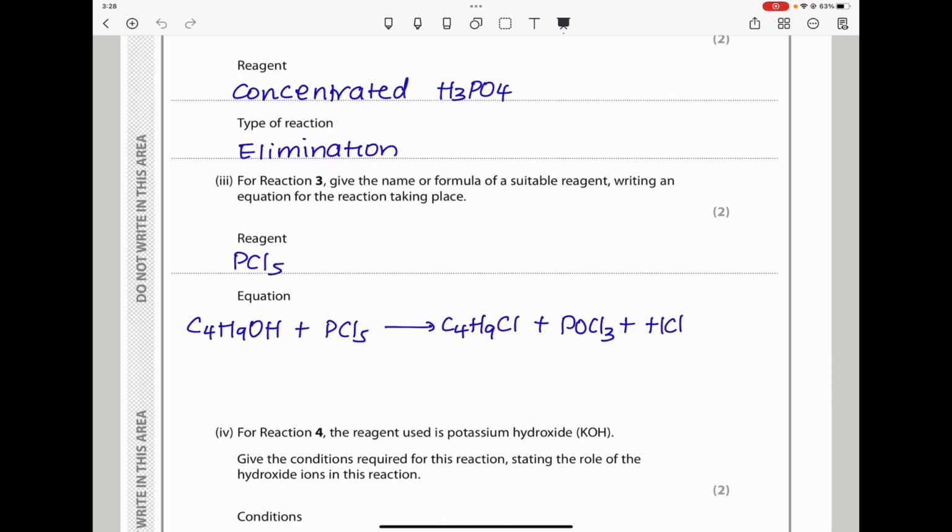Next they say, for reaction 3, give the name or formula of a suitable reagent, writing an equation for the reaction taking place. This is going to be PCl5, and the reaction is the alcohol plus PCl5 gives us a halogenoalkane plus POCl3 plus HCl. This is the misty fumes observed.